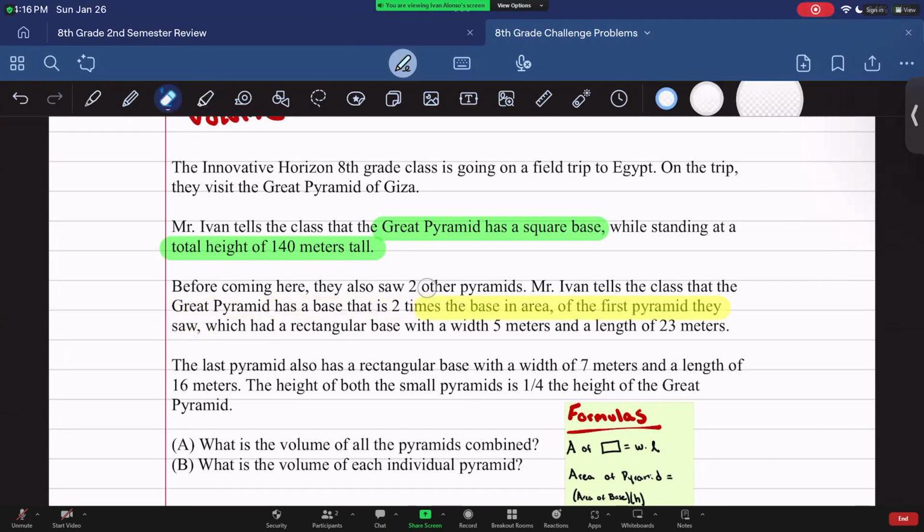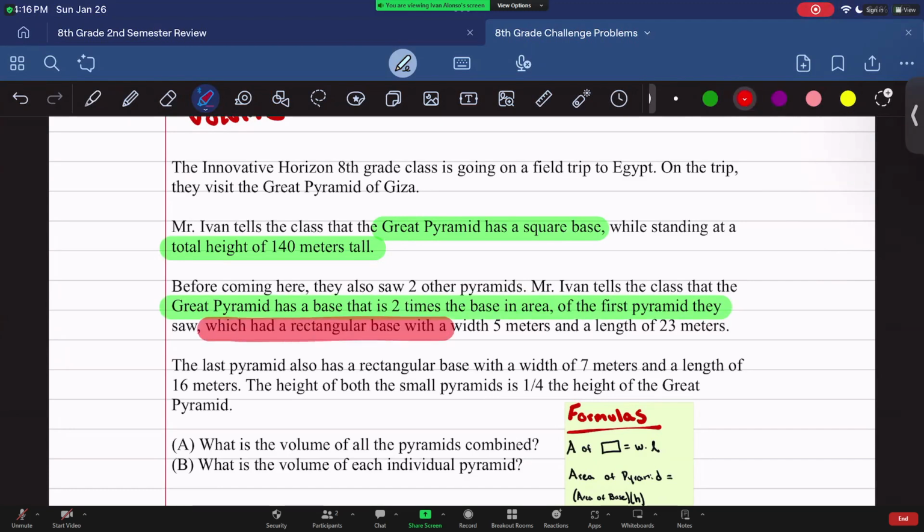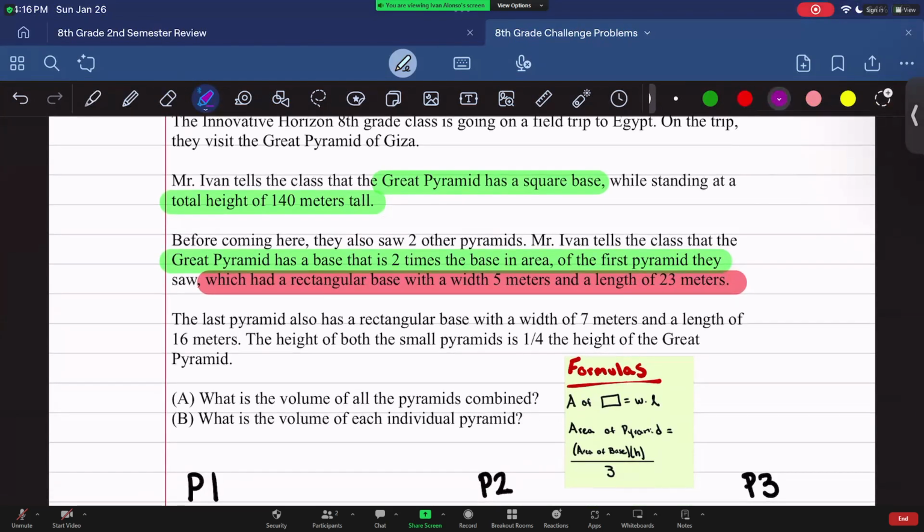So actually, here I'm going to change these colors. The green information is pertaining to the Great Pyramid. Let's go red for this next one. The first pyramid we saw had these dimensions. And then it tells us the last pyramid had these dimensions. It had a width of 7 meters and a length of 16 meters.